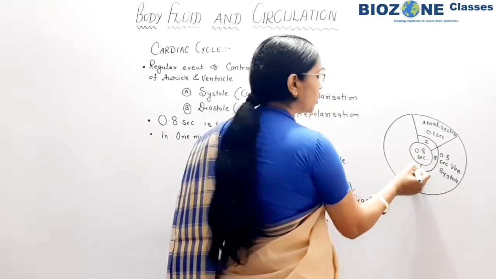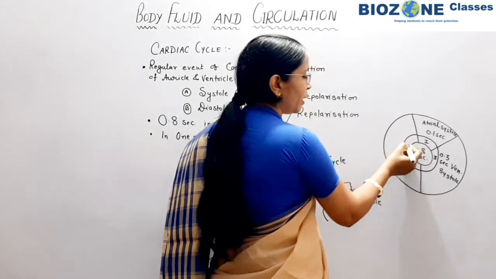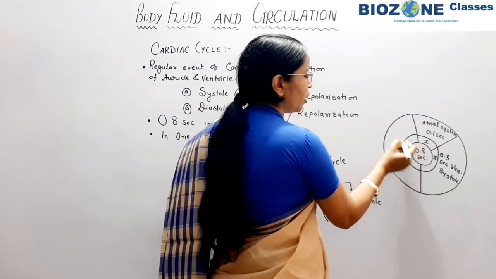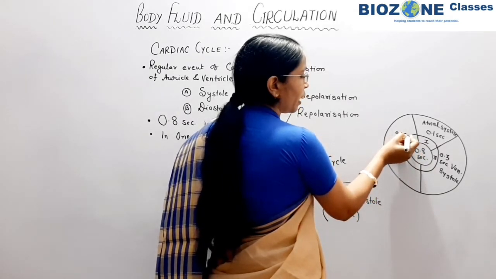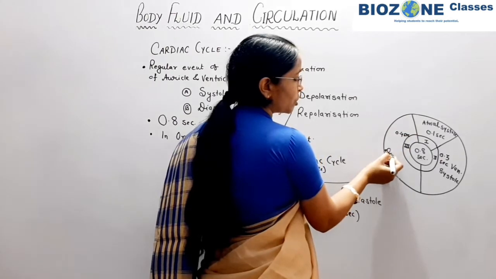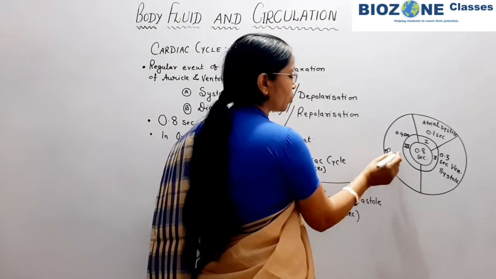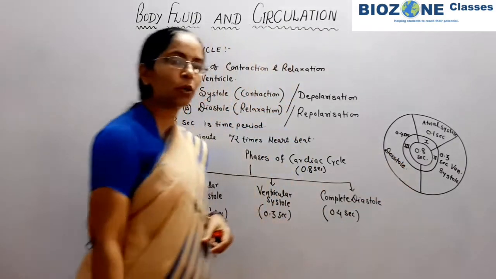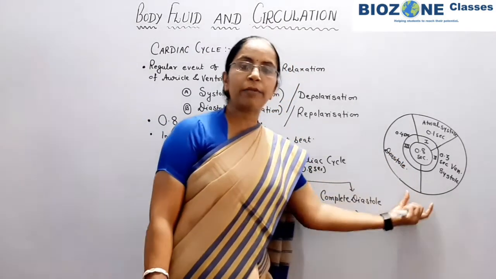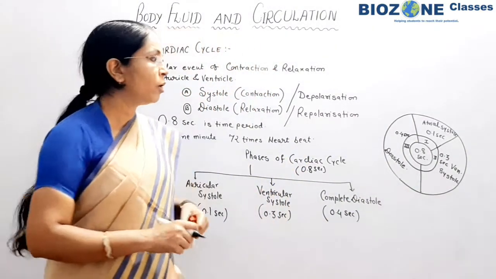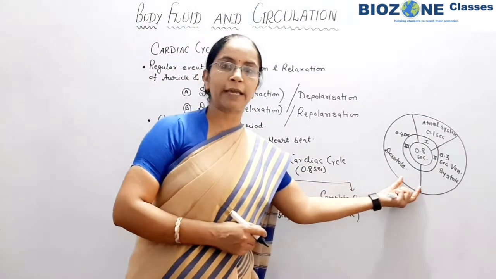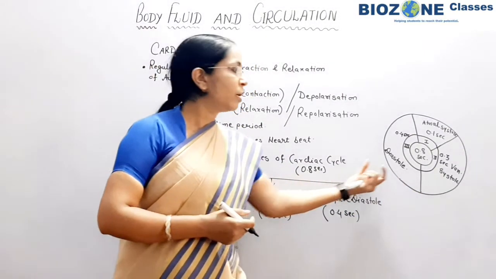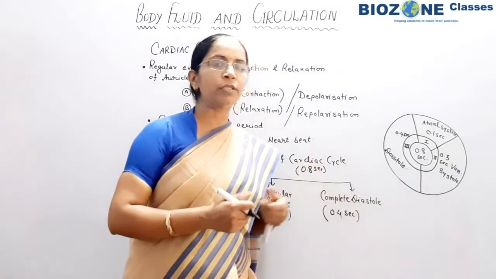Now when we come to diastole, complete diastole is the third phase, and this phase requires 0.4 seconds. It is also called joint diastole, so you can also remember joint diastole. So diastole takes place. This is a general representation of the cardiac cycle. Now how does the cardiac cycle take place, and how much blood is pumped by the ventricles in each cardiac cycle, that we study.